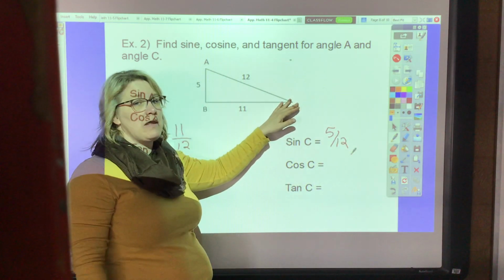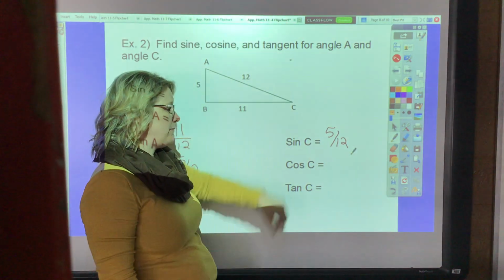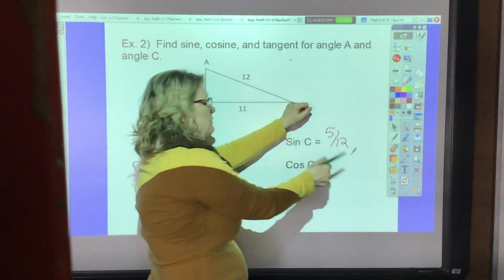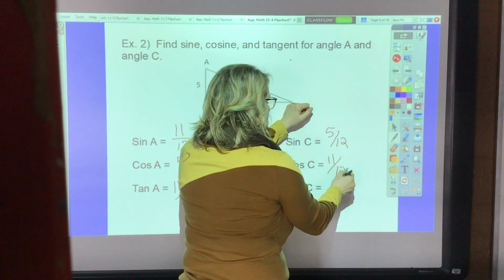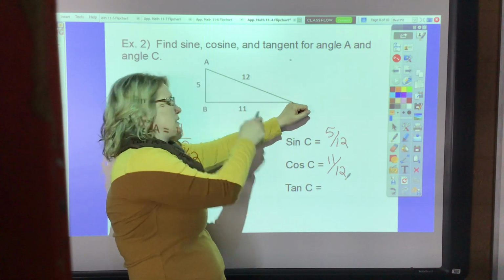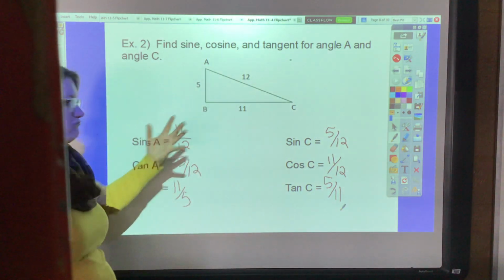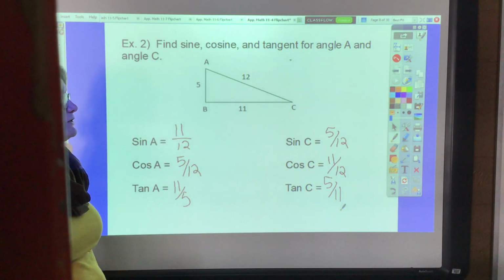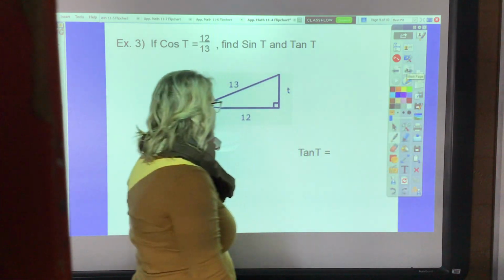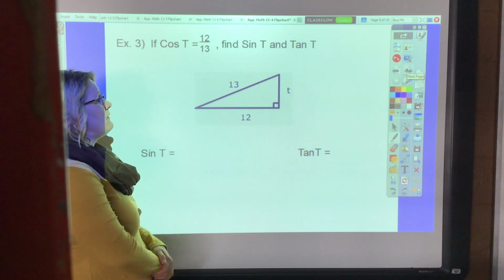Notice it does not matter where I put my hand, my hypotenuse is always my hypotenuse. Cosine at C, I'm looking for my adjacent side, which is 11 over 12. Tangent, which is TOA, which is opposite over adjacent, gives me 5 over 11. Doing that, I'm done. So it has some very much similarities, but some differences at the same time, depending on your orientation. Now, we do use it to find some different things.